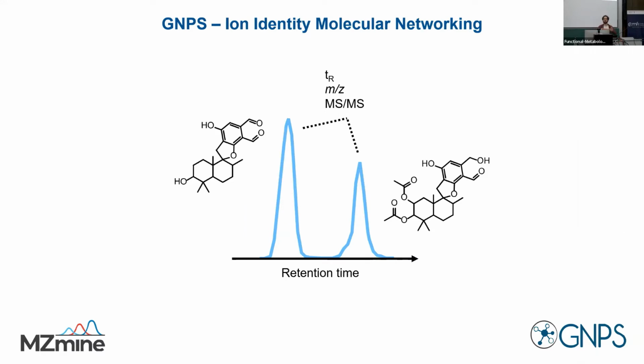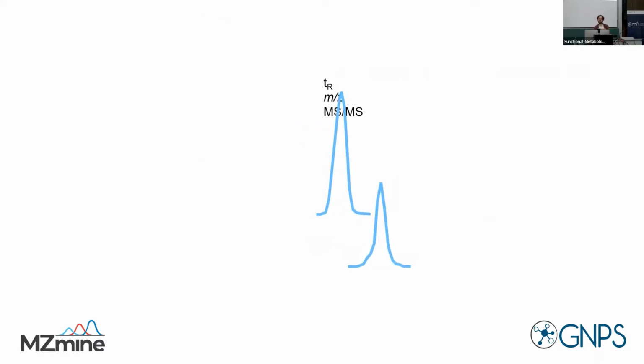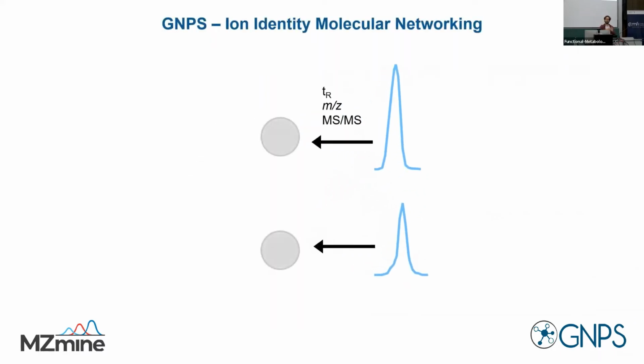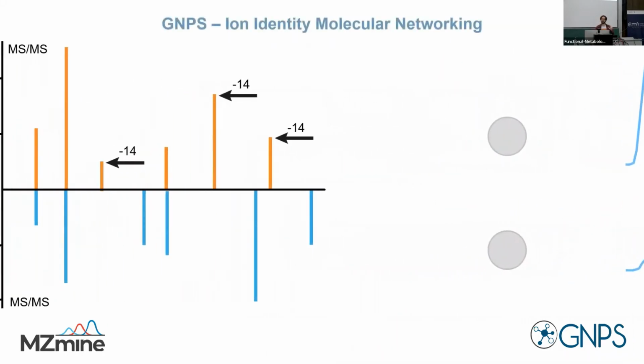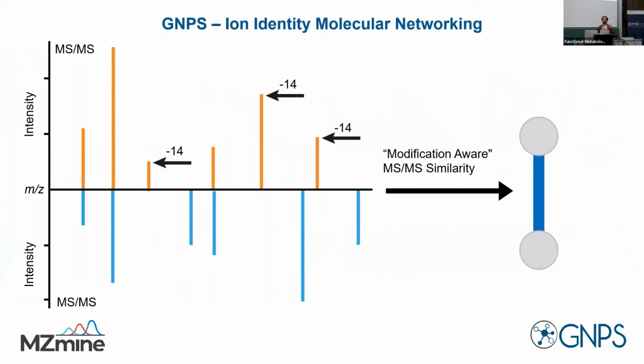And what is happening under the hood is that we sent those features with retention time, mass to charge ratio, MSMS, and additional information to GNPS, and those features are then represented as nodes. So each of those nodes that you see in the network corresponds to a feature and an MSMS spectrum, right? And we create connections by looking at the spectra. We compare them with a modification-aware similarity metric. For GNPS, that's the modified cosine similarity.